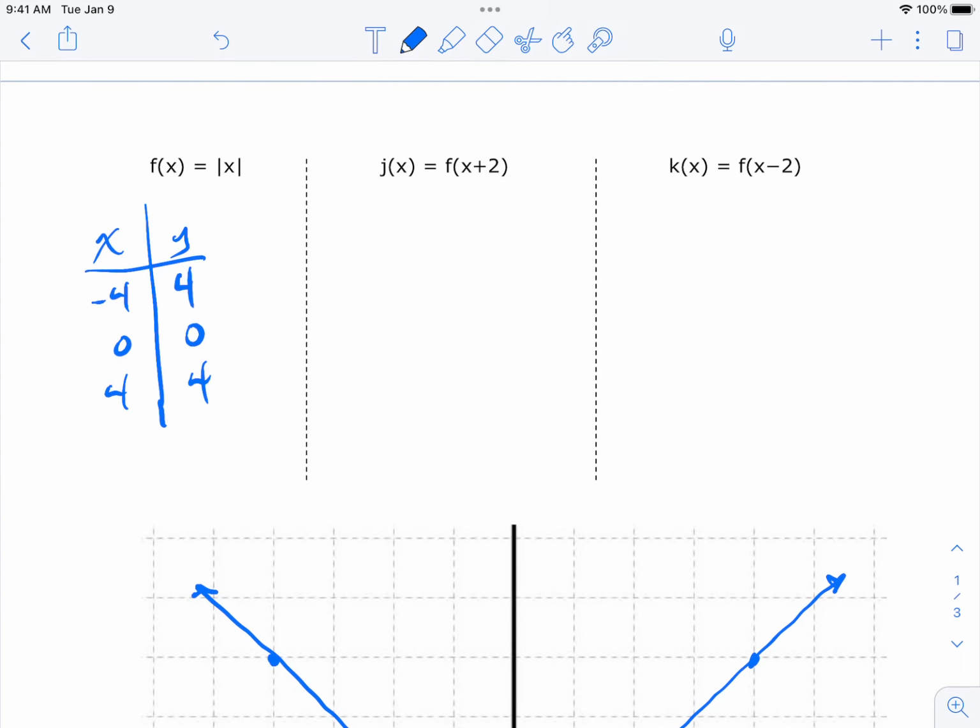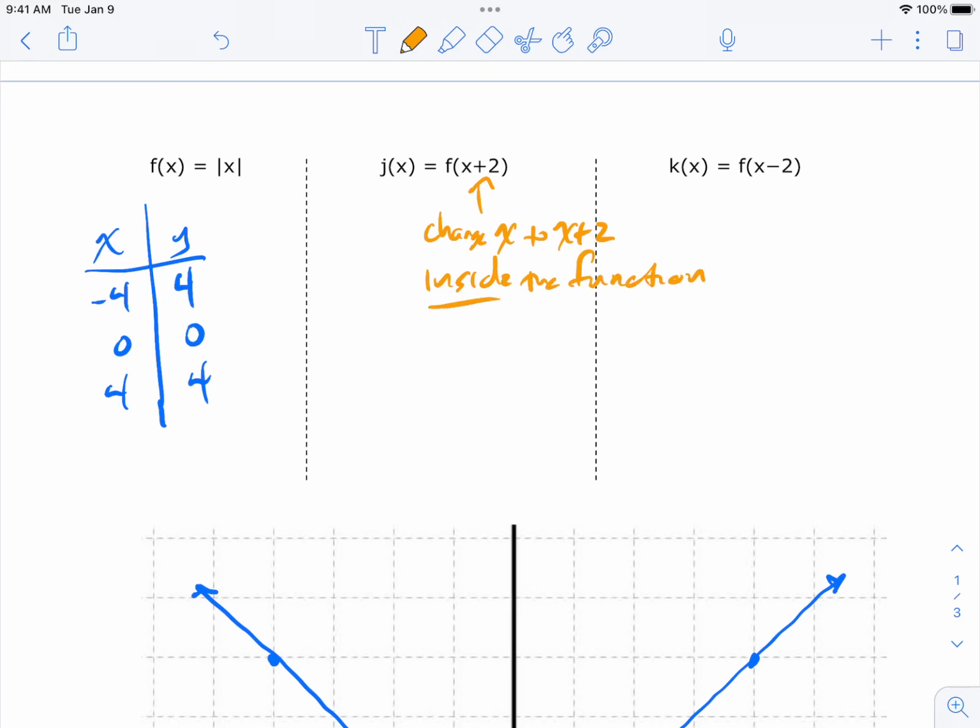Now, this is a little different than what we did on page 1. Remember, on page 1, we added 2 out here. Here's the function over there. We added 2 outside the function, so to speak, or we added it to the function. This is different. This is saying go inside the function and change x to x plus 2 inside the function.